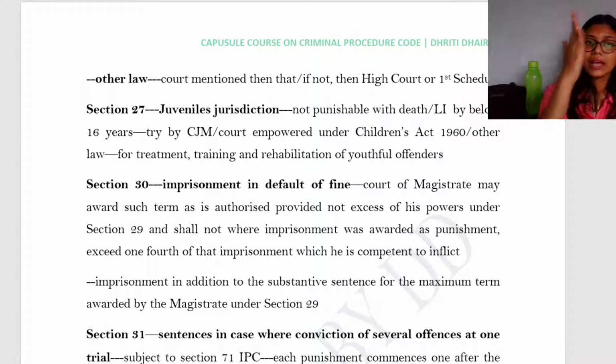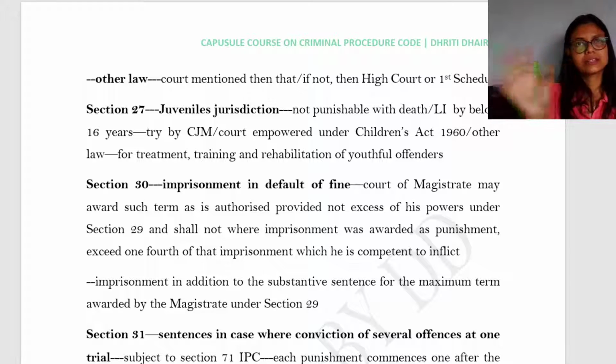So for example, if he was punished for 6 months, then whatever imprisonment is given for the default of payment of fine will run in addition to the 6 months. It does not go and merge with that 6 months.